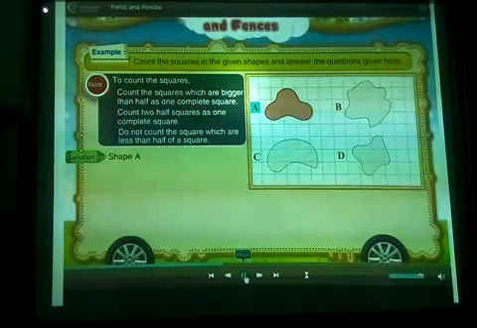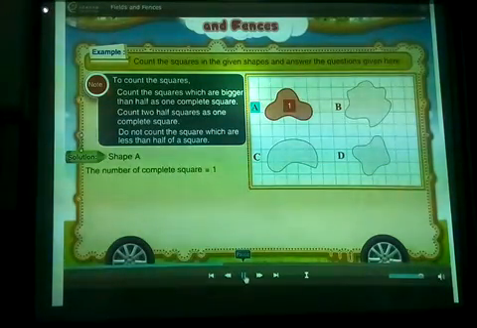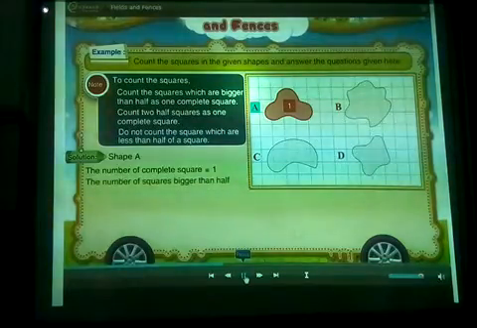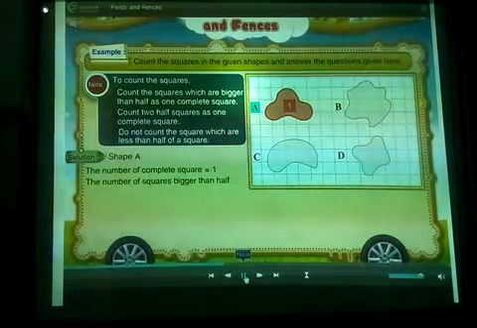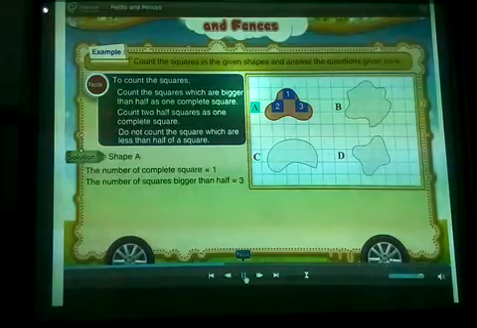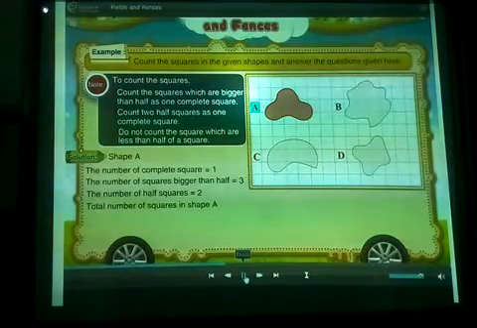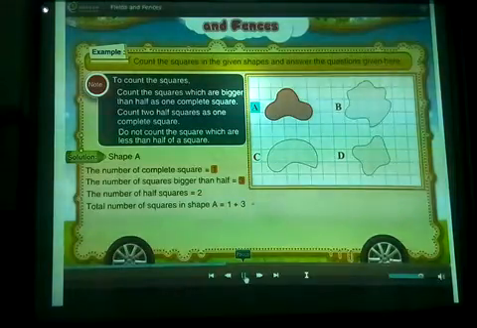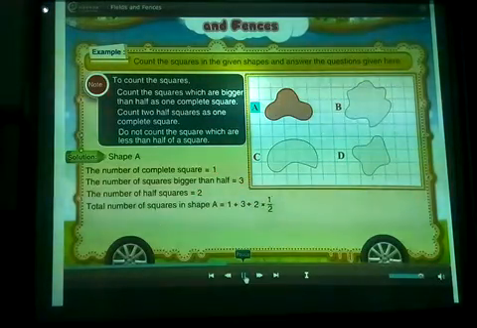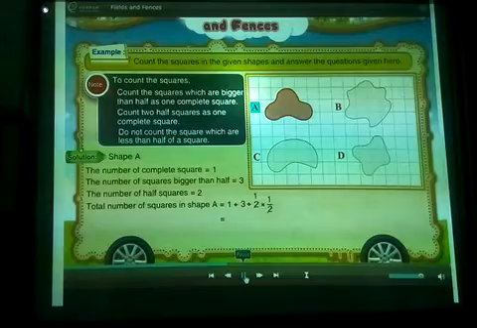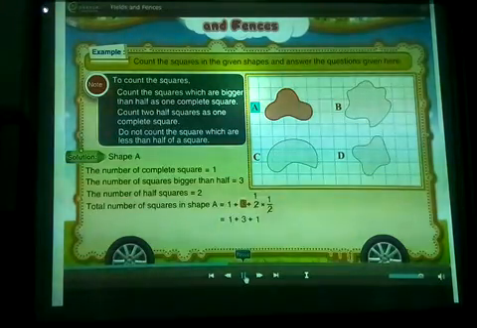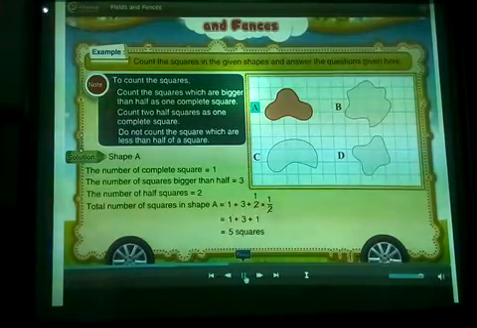In shape A, there is one complete square. The number of squares bigger than half is equal to 3. And there are two half squares. So, there are 1 plus 3 plus 2 into 1 upon 2. That is equal to 1 plus 3 plus 1, which is equal to 5 squares.